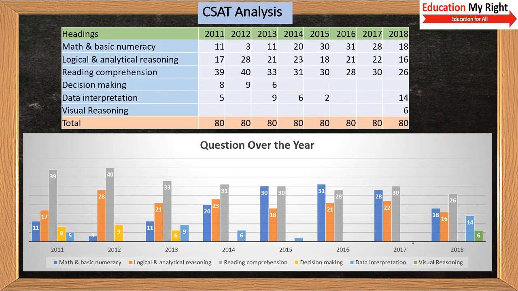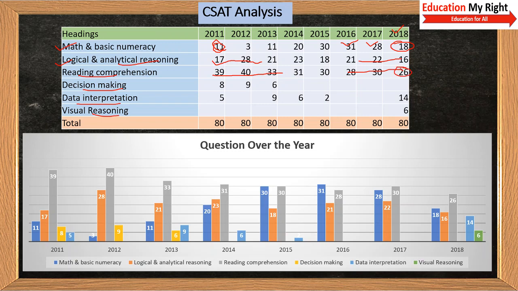Moving ahead, this is our first stage where we are doing the CSAT analysis. What I have done is I have taken questions from 2011 to 2013, 14, 15 till 2018. I have categorized each area like maths and basic numeracy, logical and analytical reasoning, reading comprehension, decision making, data interpretation, and visual reasoning. See the pattern. Initially, your maths and basic numeracy was around 11. It increased to 31 and 28 in 2007. Then it decreased. Logical and analytical reasoning has been more or less constant. Reading comprehension was more, now it is decreasing.